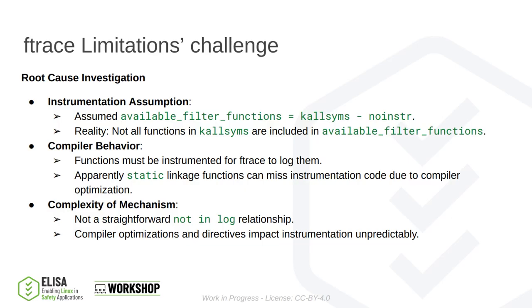Why? Compiler behavior throws a wrench into the works. For ftrace to log a function, the compiler must explicitly insert the instrumentation code. But here's the kicker. Compiler optimization can silently remove or bypass the instrumentation. And here's the real challenge. Once the kernel is built, these omissions are effectively set in stone. In short, ftrace limitations are less about the tool itself and more about the complex interaction between the kernel build process and the compiler.